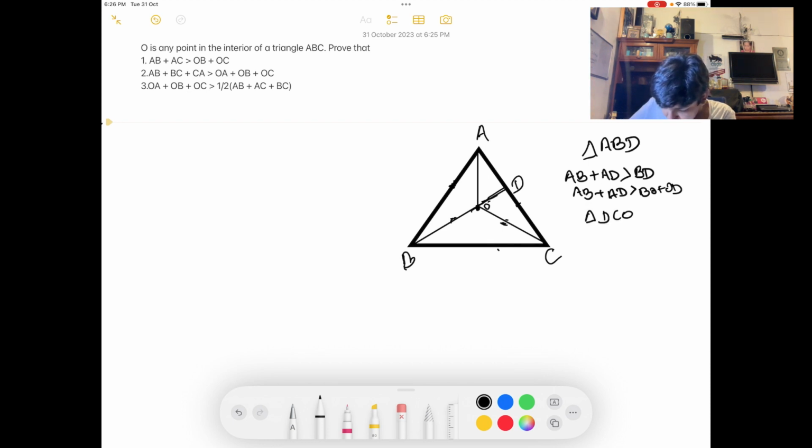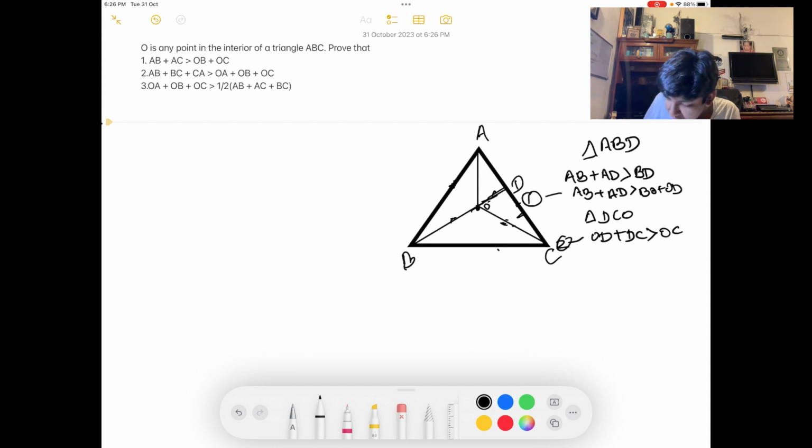Next, in triangle DCO, what can we say? We can say that OD plus DC is greater than OC, right? So this was our equation 1 above. This was our equation 2 that we have just shown.